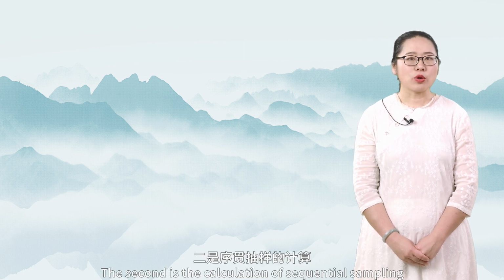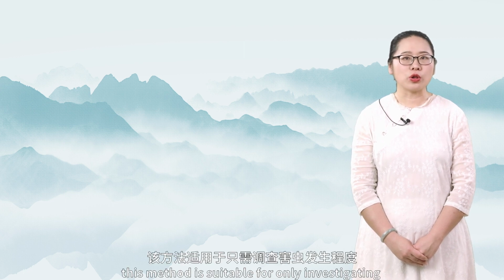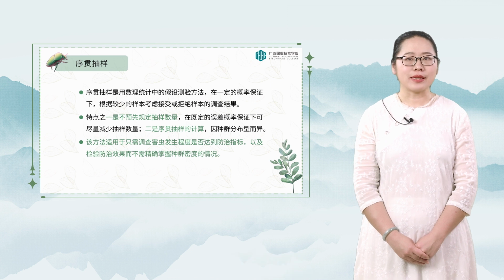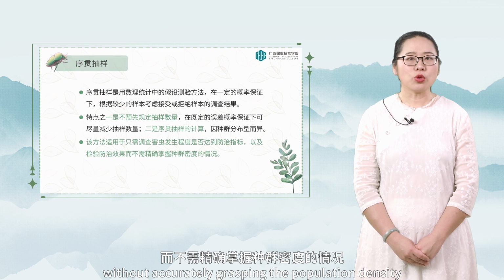The second is the calculation of sequential sampling, which varies according to the distribution pattern of the population. This method is suitable for only investigating whether the occurrence degree of pests reaches the control index, and testing the control effect without accurately grasping the population density.